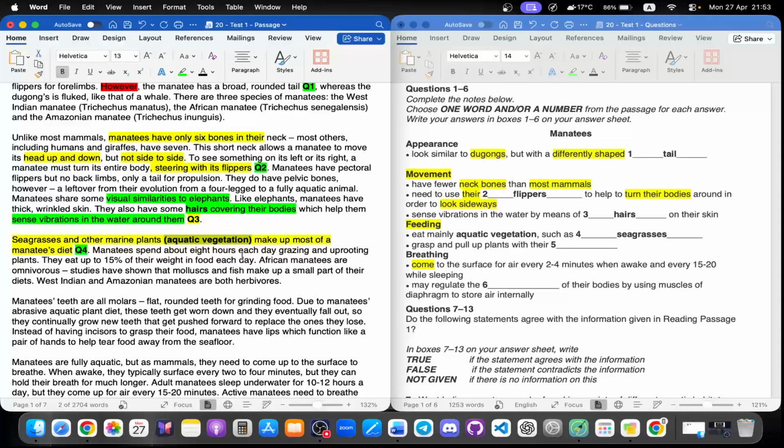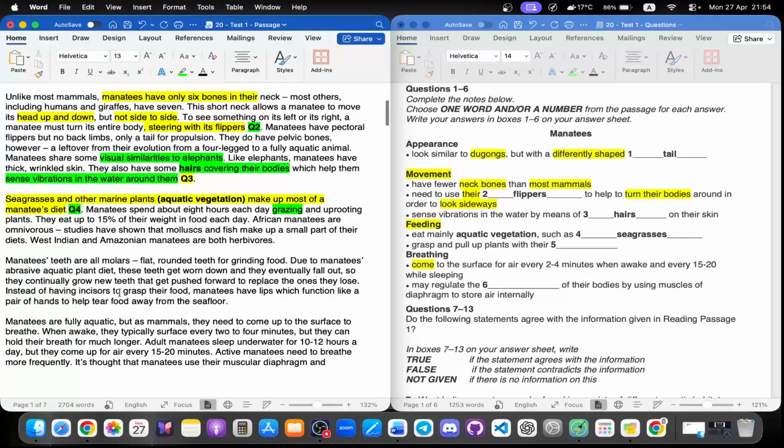Manatees spend about 8 hours each day grazing. Grazing means eating, basically like cows, how they graze, but inside the sea or water. Uprooting plants. They eat up to 15% of their weight in food each day. African manatees are omnivores. Studies have shown that mollusks and fish make up a small part of their diets. West Indian and Amazonian manatees are both herbivores.